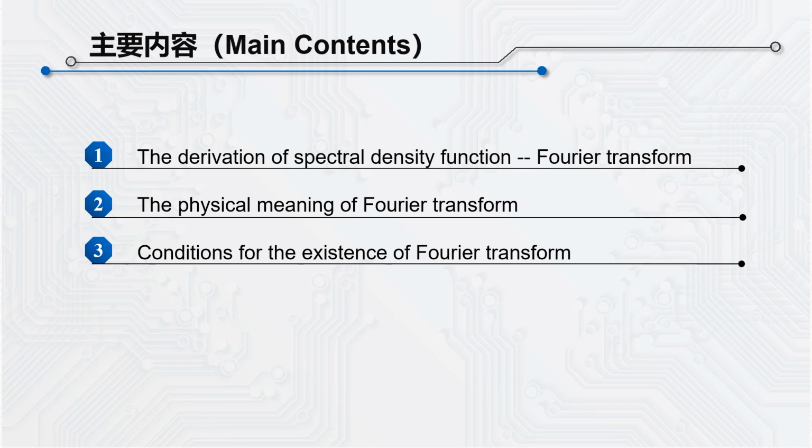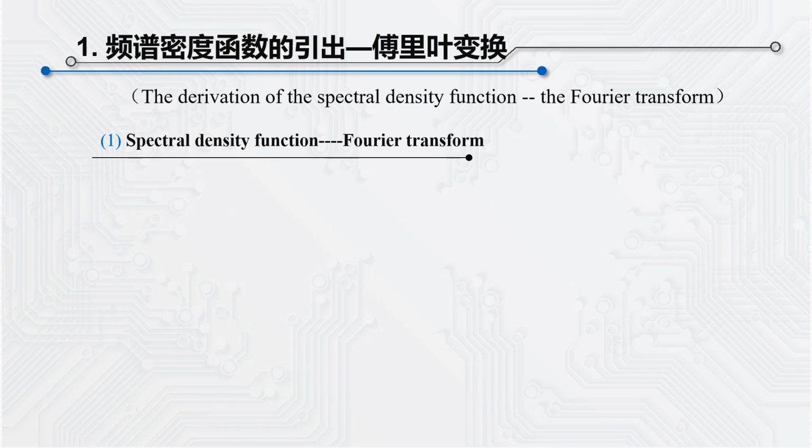The main contents include, first, the derivation of the spectral density function, that is, the Fourier transform. Second, the physical meaning of the Fourier transform, and the last one, the conditions for the existence of the Fourier transform. Let's start with the derivation of the spectral density function.